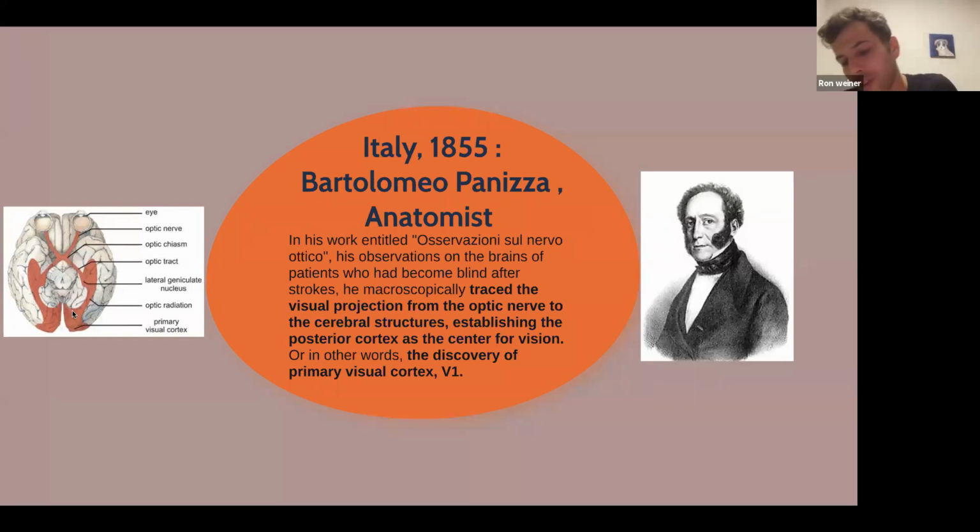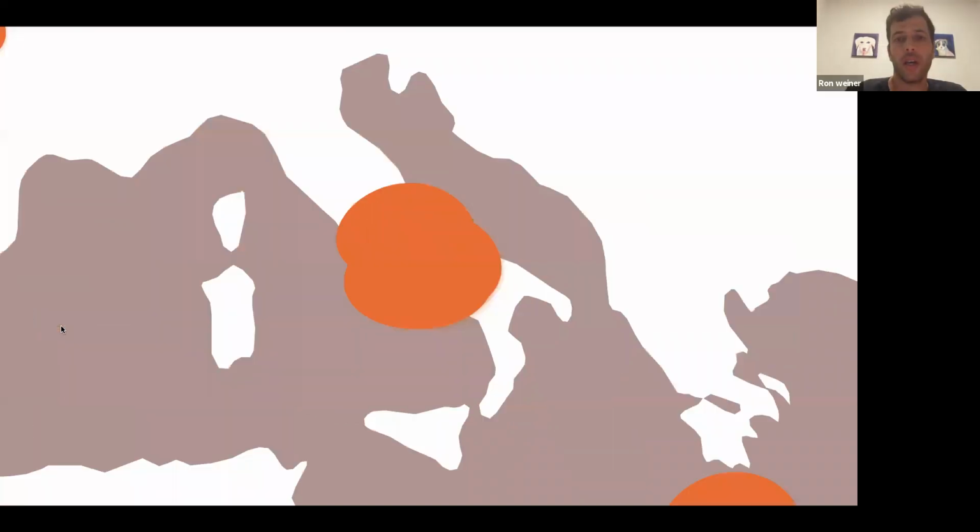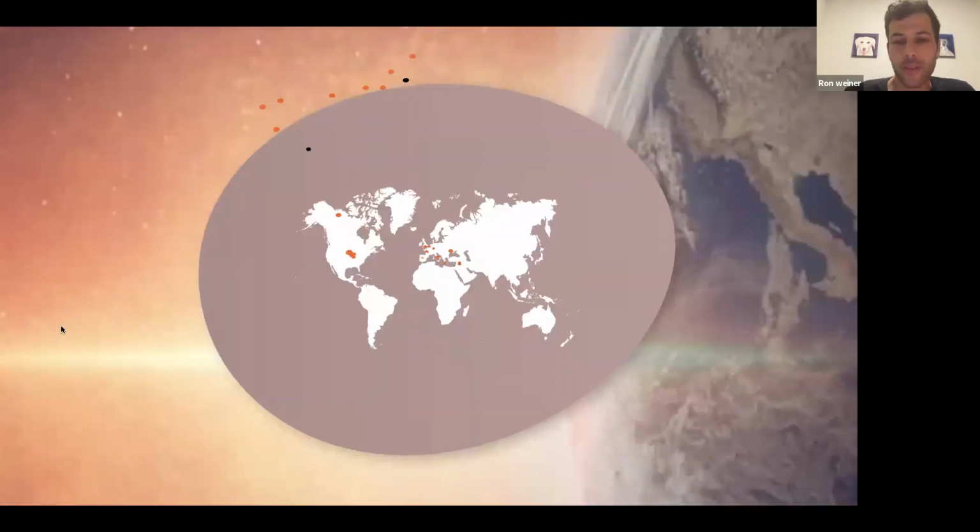He found the road, actually. And from this day on, we are still based on that when we talk about the connection of the visual cortex, the connection of the visual neurons in our brain. So the year is 1855, and we came from Italy.